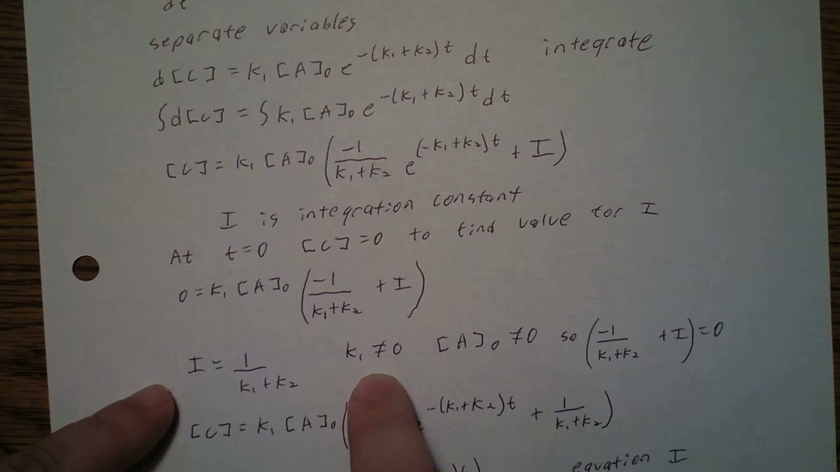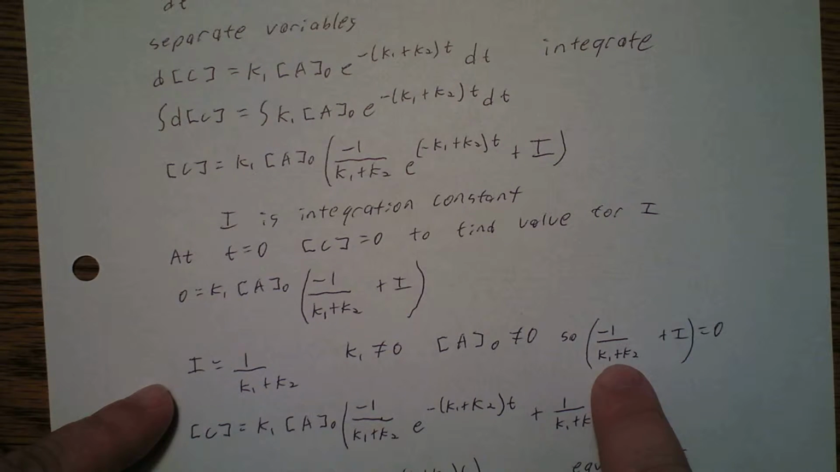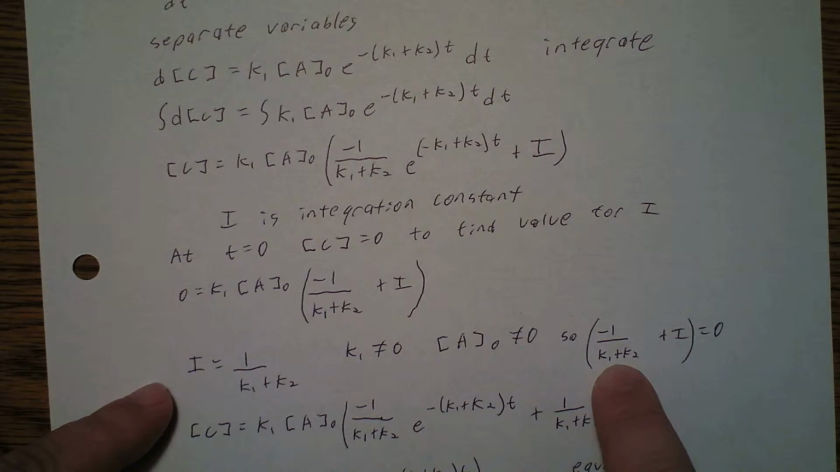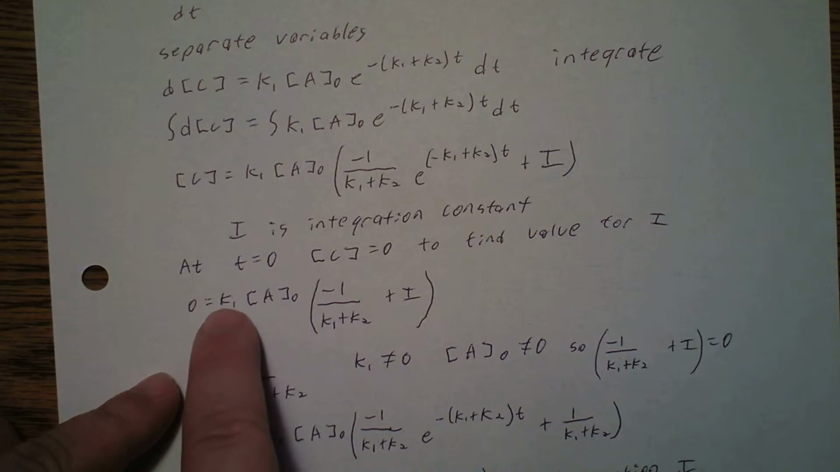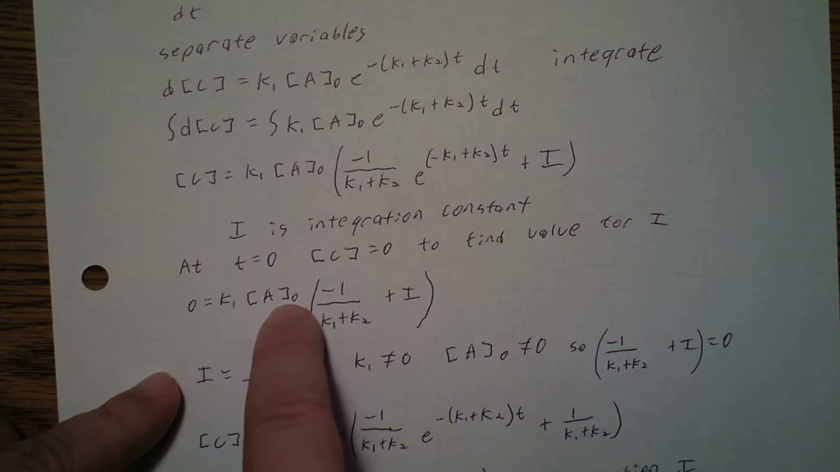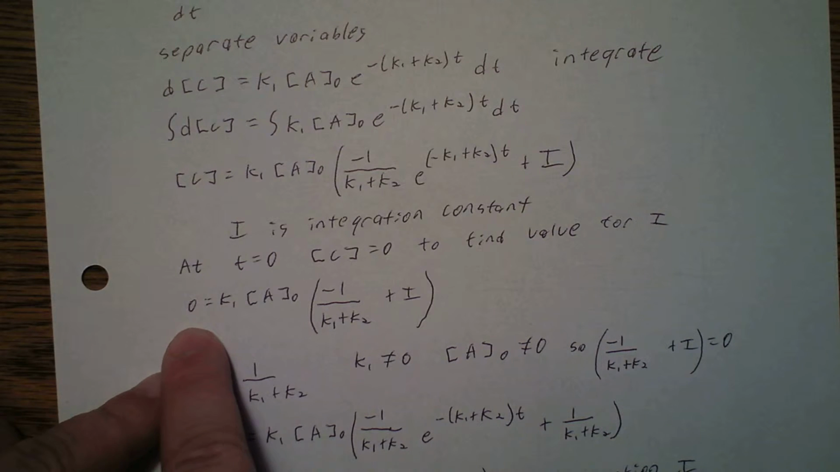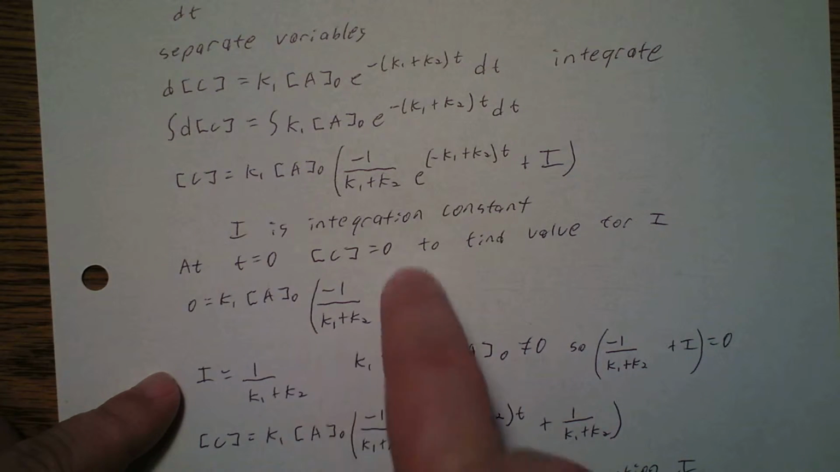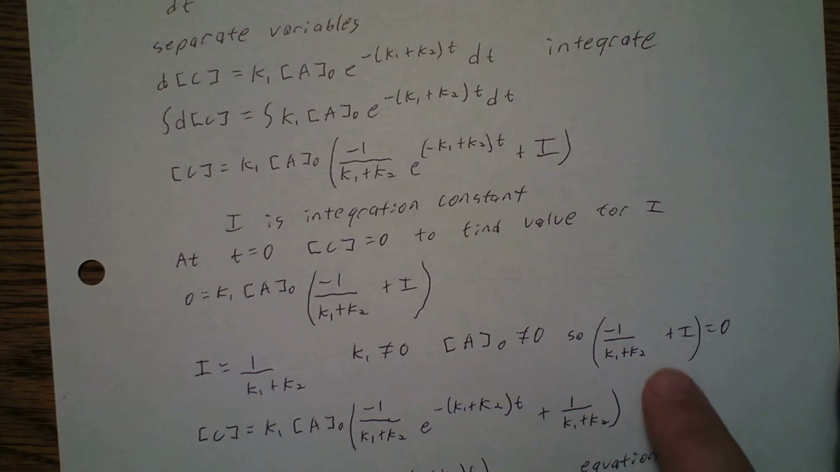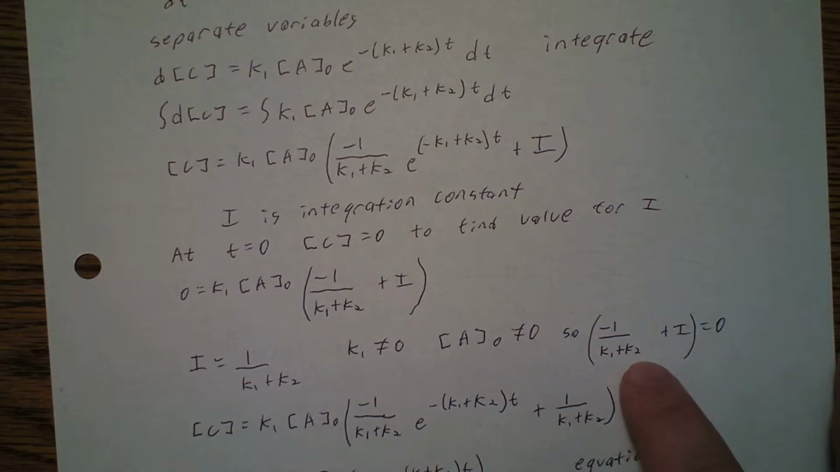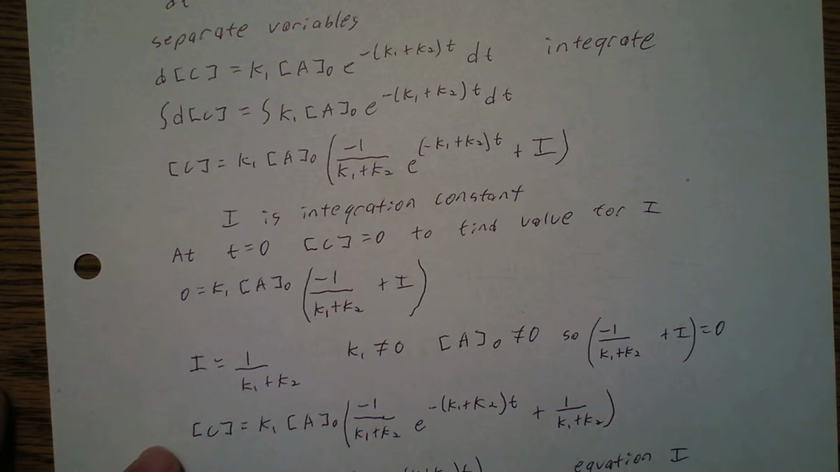This is because K1 is not equal to 0, and A naught is not equal to 0. Remember, these are products. So for this to be equal to 0, this quantity has to be equal to 0. That's how we were able to drop those off. So that's how we know that minus 1 over (K1 plus K2) plus I is equal to 0. And that's how we got I.